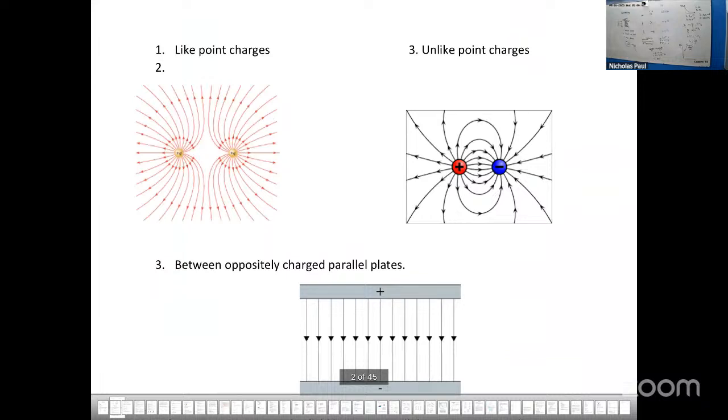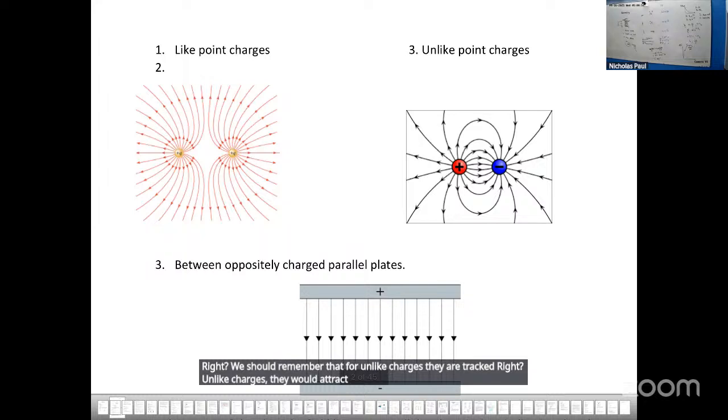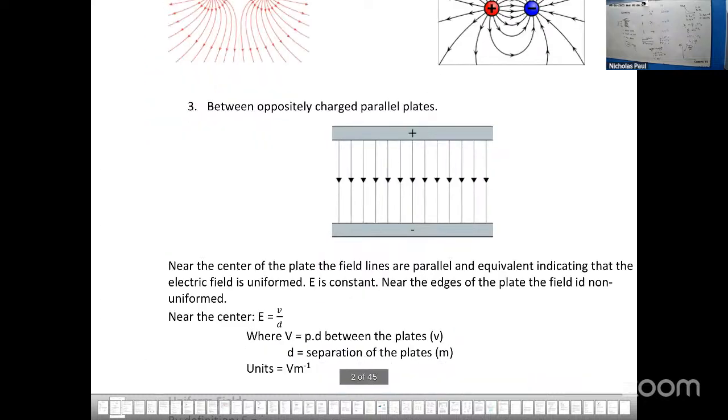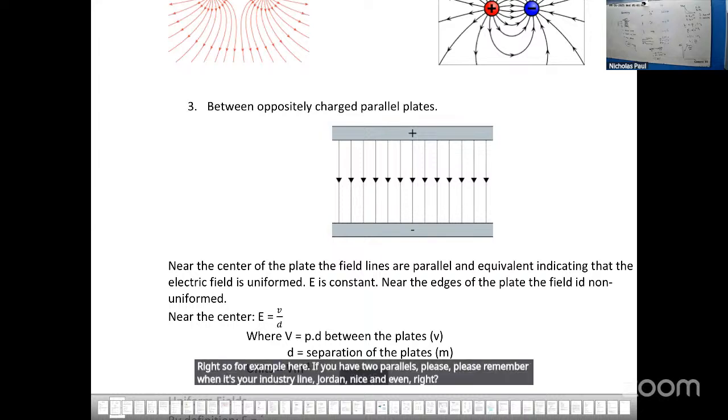We should remember that unlike charges attract, and like charges repel. So for example, here, if you have two parallel plates, please remember when you're drawing the field lines, draw them nice and even.